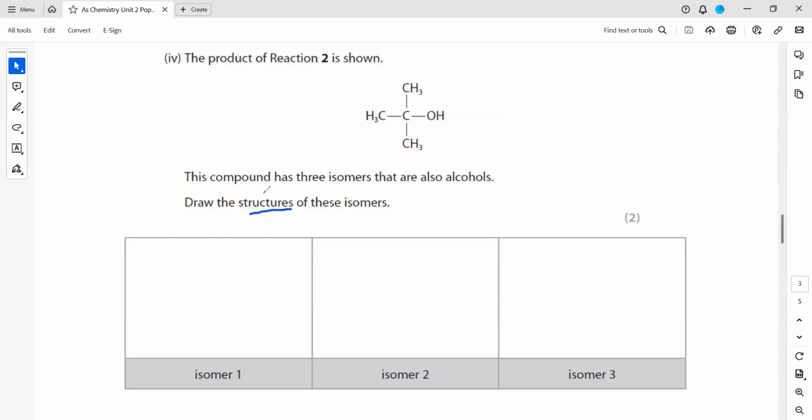They did not specify what kind, they just mentioned draw the structure. So you can draw a displayed formula, a structural formula, or a skeletal formula. In some questions they specify draw the skeletal. A skeletal formula is much easier to draw as it saves space as well. So 1, 2, 3, 4 carbons and then OH. So this is actually butan-1-ol.